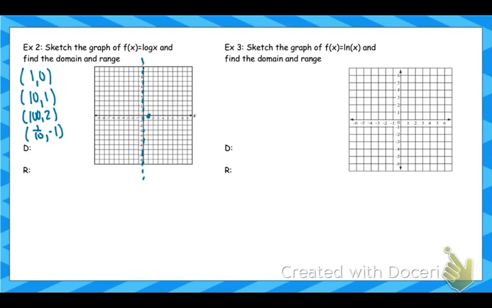And really the only ones we're going to be able to see well are (1, 0) and (10, 1). But we can still see the shape of that parent function. Domain is 0 to infinity. Range is -infinity to infinity.